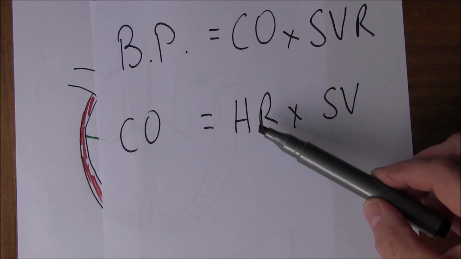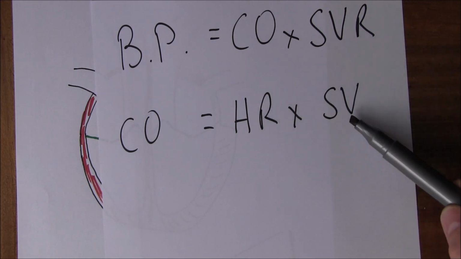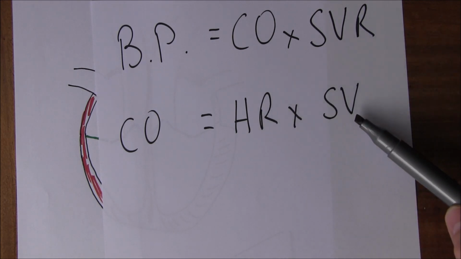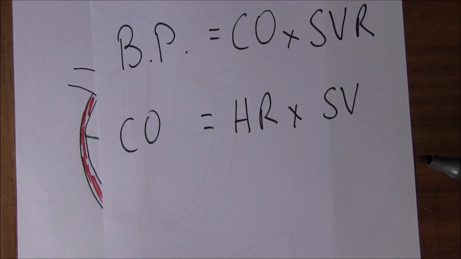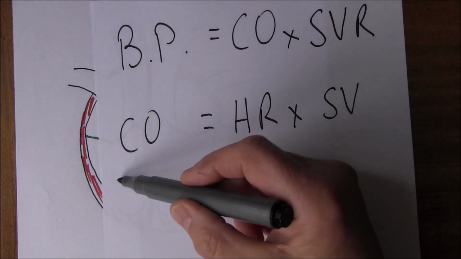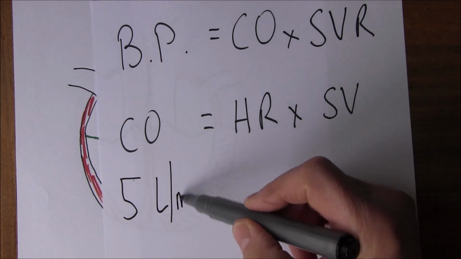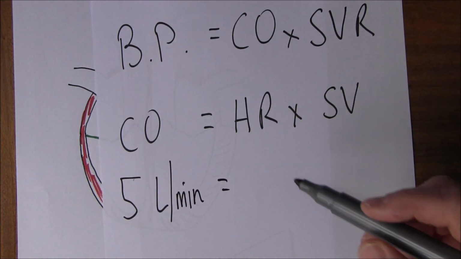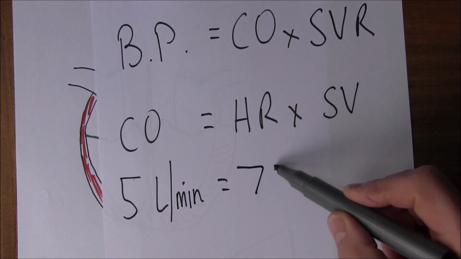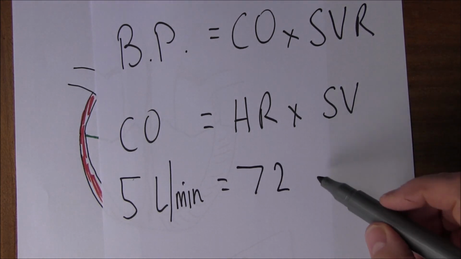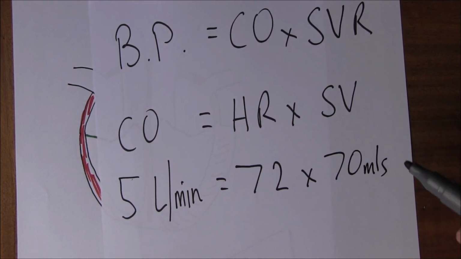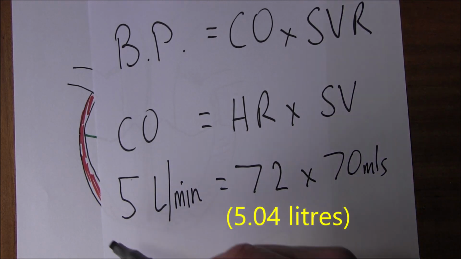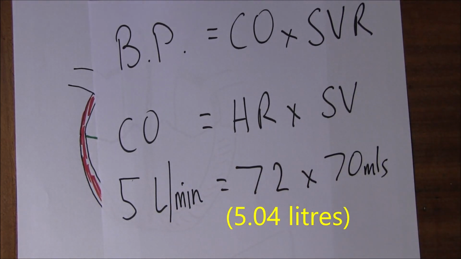So if the heart's beating 70 times a minute and the stroke volume is 70 mils, then that gives us 4,900 mils as the cardiac output. So that's actually a figure. So that's normally around about 5 litres. So it's about 5 litres per minute. Because if the heart rate's about 70 and the stroke volume is, say, 70 mils, I haven't worked it out precisely, but that's going to give us about 5 litres per minute cardiac output.